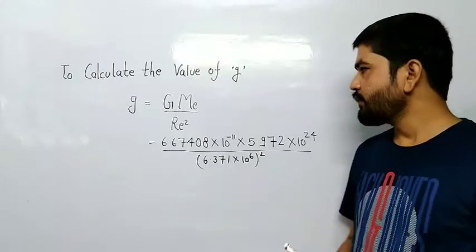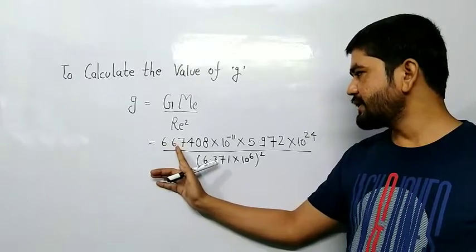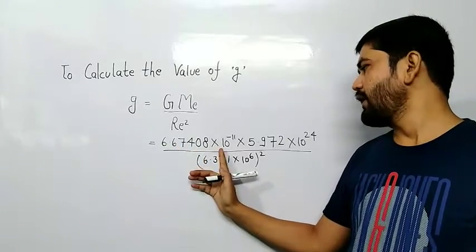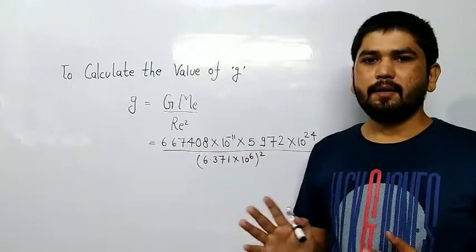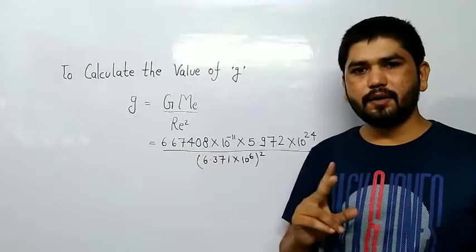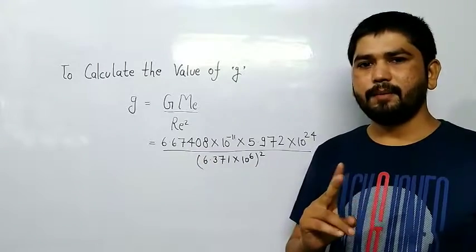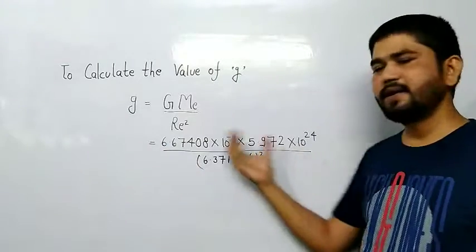Okay guys, so we know that the value of capital G is 6.67408 into 10 to the power minus 11 Newton meter square per kilogram square. But what happened? We are studying only 6.67, taking 2 digits after the decimal. But here we are going to calculate the value of small g, that's why we will take all the exact digits.